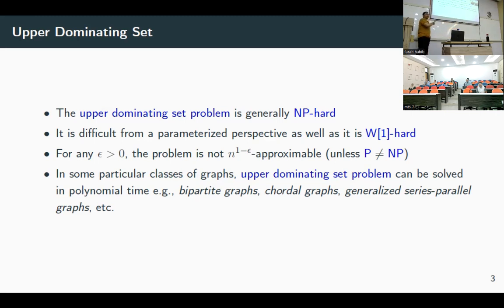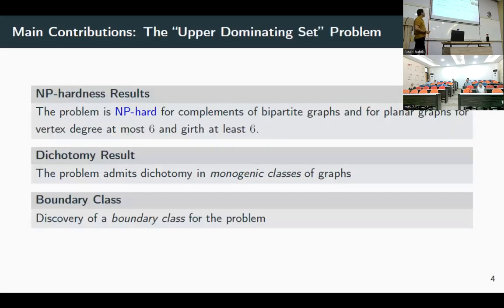But the other important point is that in some special cases of graphs, this problem can be solved in polynomial time. For example, if I have a bipartite graph, then it's easy to compute. And there are some other examples. So the main contributions of my research that I will talk about are some NP-hardness results, one dichotomy result, and a boundary class result. I will just mention it here, and then once we get there, I will explain a little bit more, but I won't go into the proofs. There are two hardness results that we published, and that is the problem is NP-hard for complements of bipartite graphs.